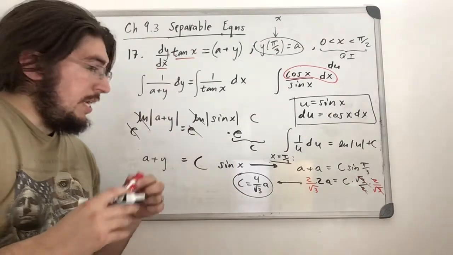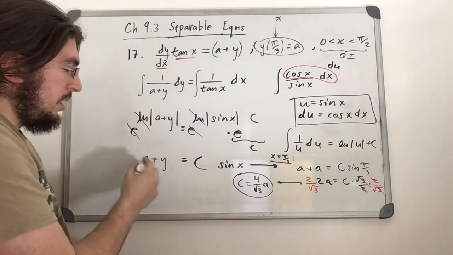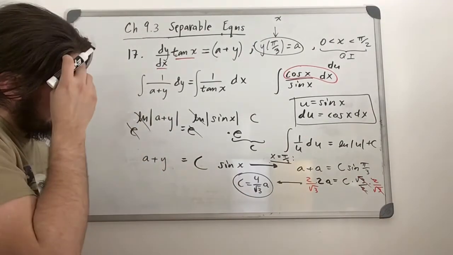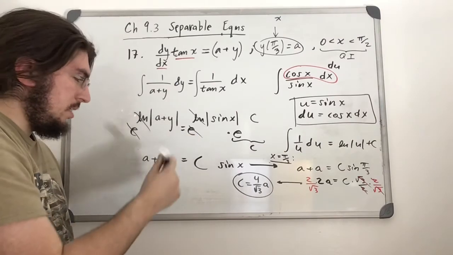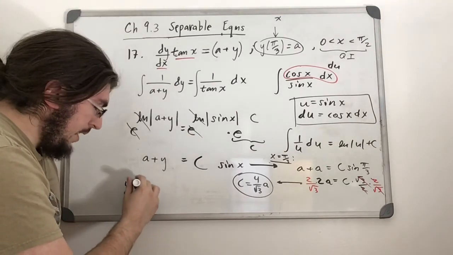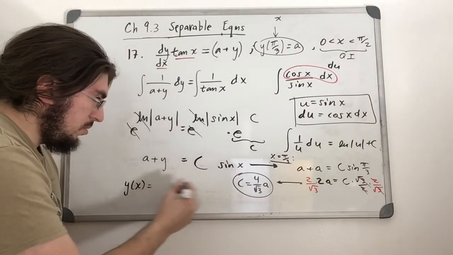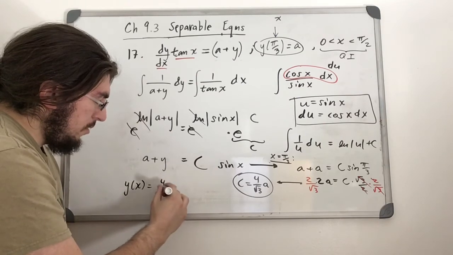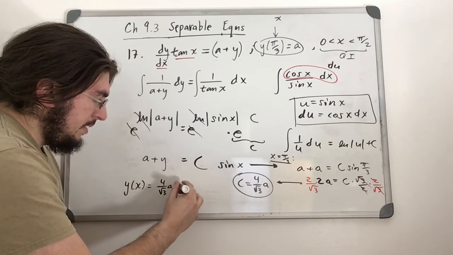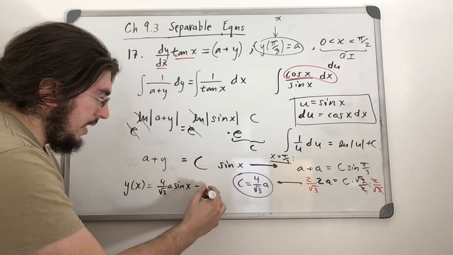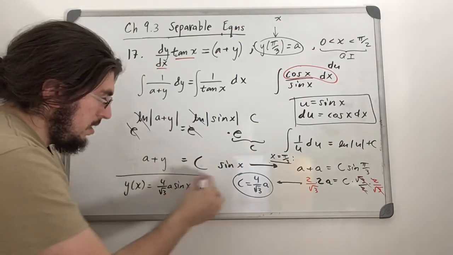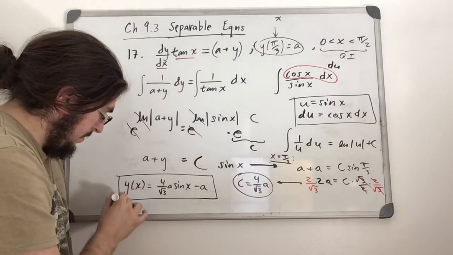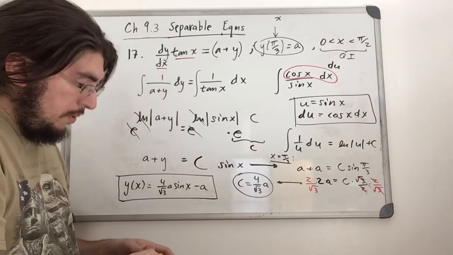Nice. Now what we need to do is plug it into our solution and then solve for y. So subtract a to the other side. So y now as a function of x is equal to 4a over radical 3 times sine of x minus a, because we subtracted a to the right. And that's it. And that ends the discussion for 9.3.